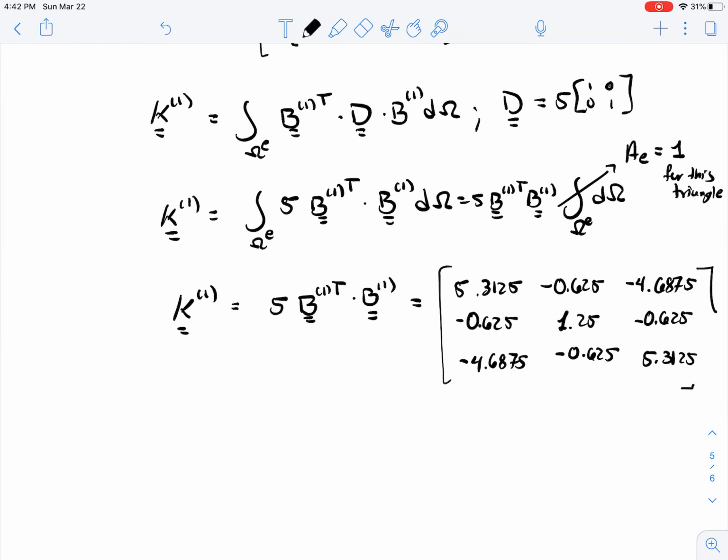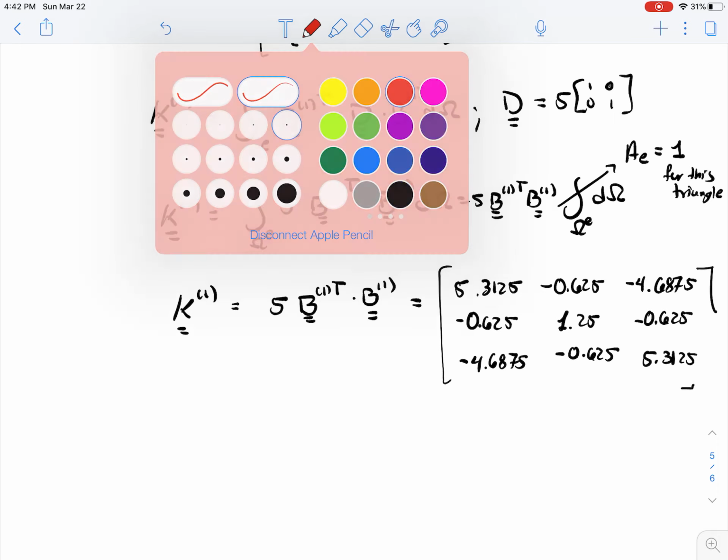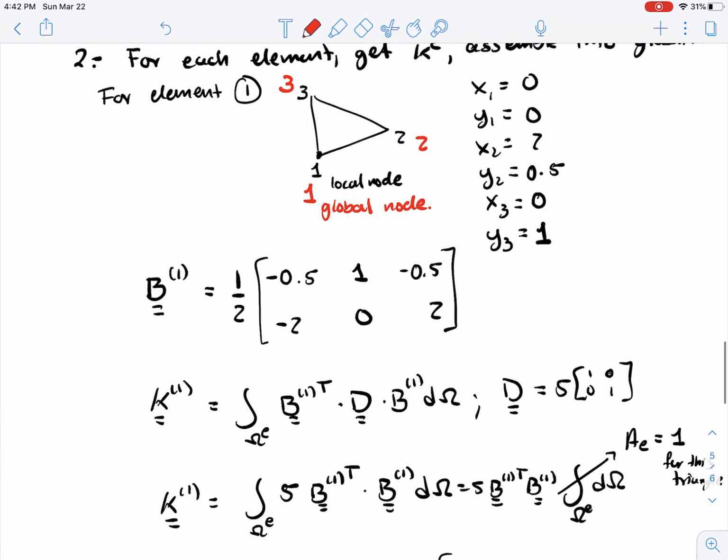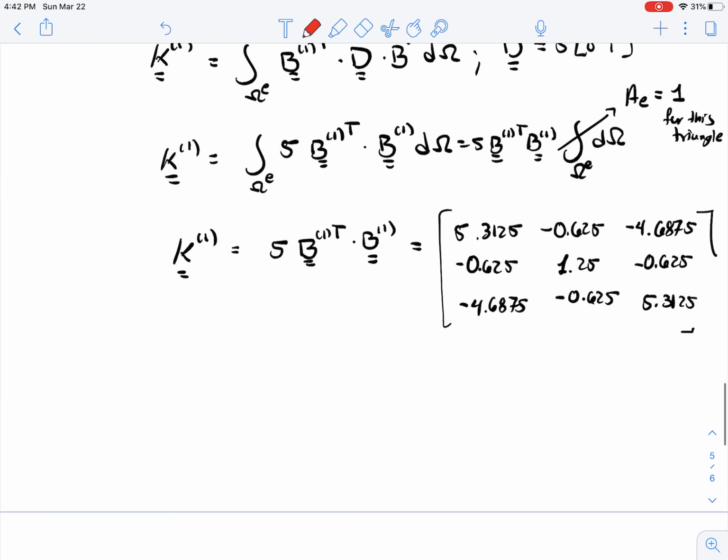So that is the stiffness matrix for element 1. Now we need to assemble this into the global stiffness matrix, and for that I need the global node numbers. If I go back to my numbering, the global node numbers are 1, 2, and 3. In this case they coincide with the local node numbers.